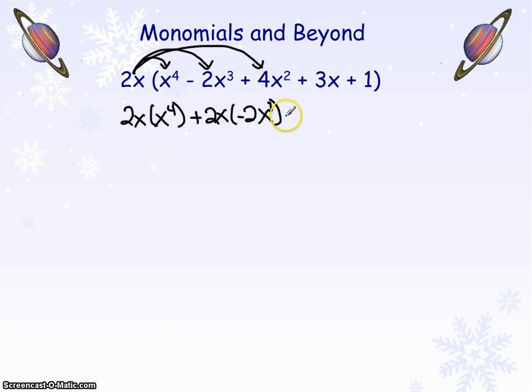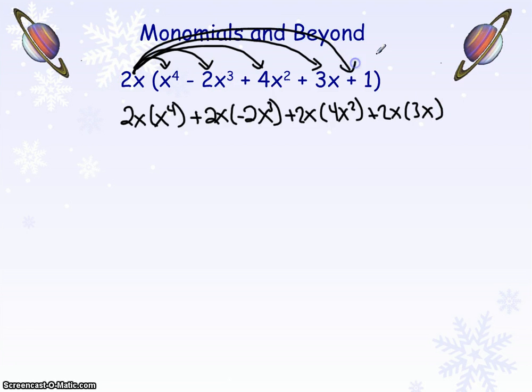2x times 4x squared, so positive 2x times 4x squared, 2x times 3x, we write 2x times 3x, and the last piece is 2x times 1, so positive 2x times 1. So again, you can see the process is a little bit more involved.